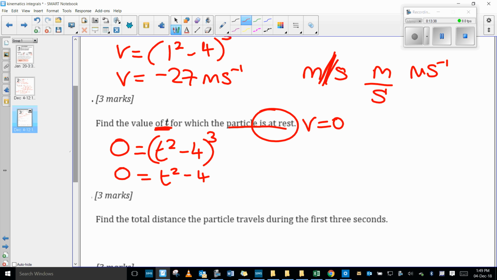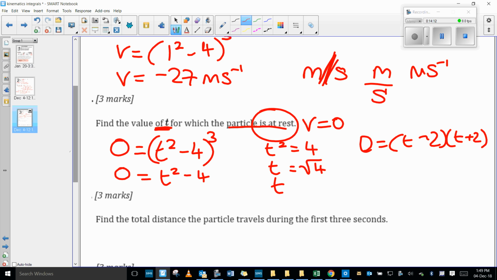You with me? Yeah? So you can either factorize this, knowing that it's the difference of two squares, or you can say that t squared is equal to 4. So it's either 0 equals that, so either of these two. Then to find t, you would square root 4, yes? So it's going to be plus or minus 2.